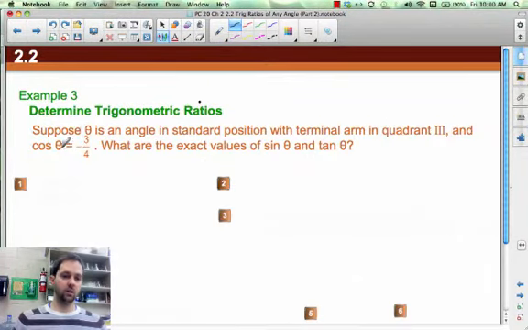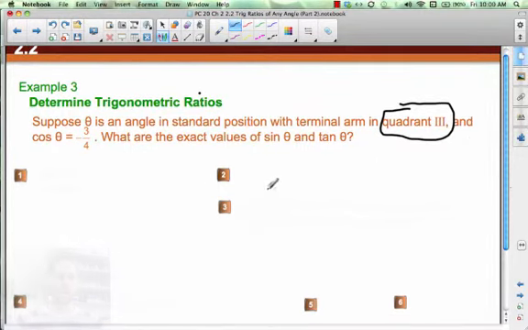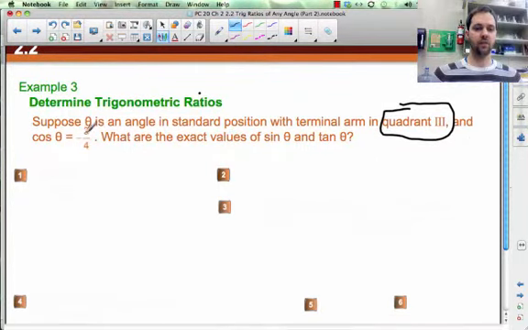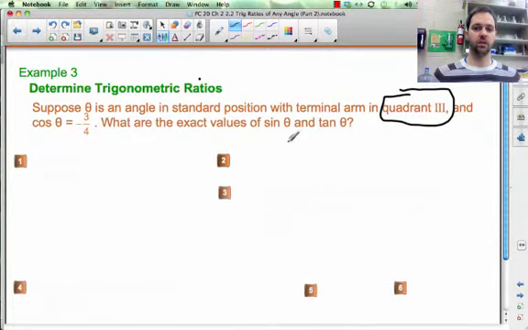So here's an example that we'll quickly go through. Suppose theta is an angle in standard position with terminal arm in quadrant 3. This is very important information that you cannot overlook. And cos theta equals negative 3/4. What are the exact values of sine theta and tan theta?